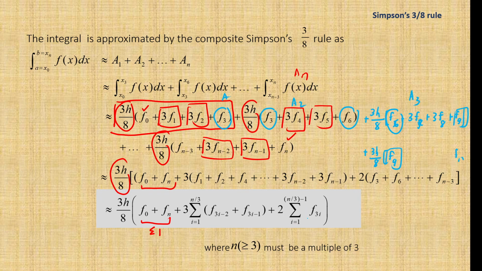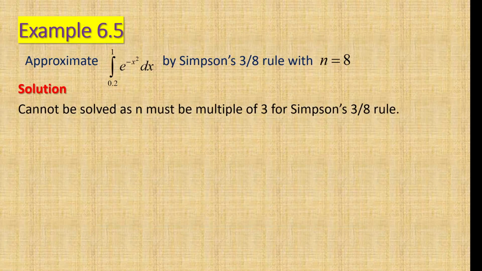So F, which is a multiple of 3, you count, okay, you sum it 2 times. That's why 2 times summation of f, which is a multiple of 3. And f, which is not a multiple of 3, is only 3 times. Hence, the same technique, the same integral.